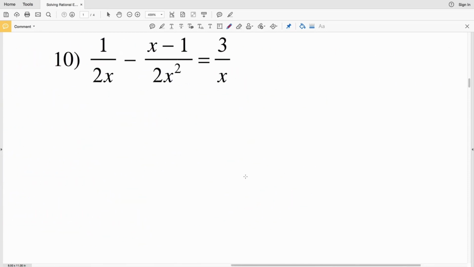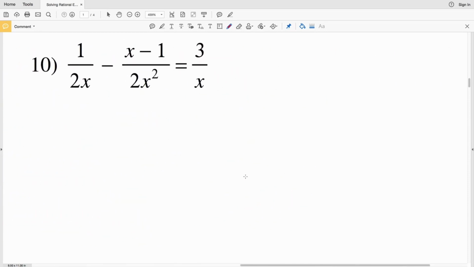And lastly, in this video, we'll do number 10. Remember, in the next video, we'll do the next 5, and then in the fourth video, we'll do the final 5 problems. In this problem, I'm going to start by creating a common denominator on the left. I'm going to do that by multiplying by 1, which in this case 1 will be x over x.